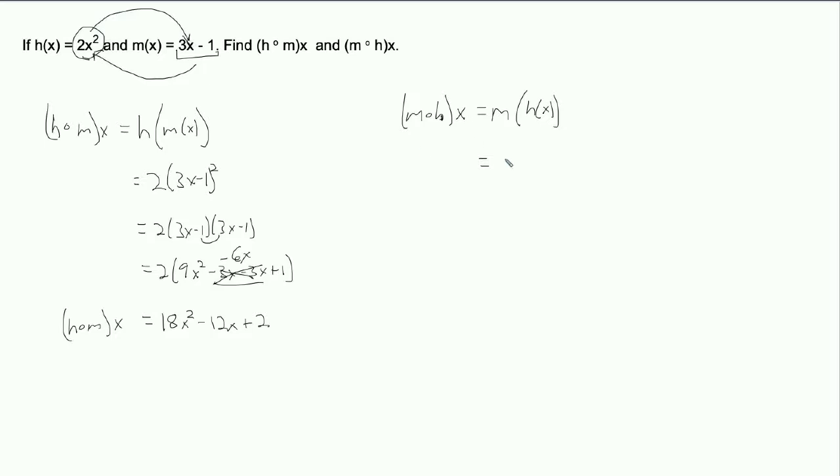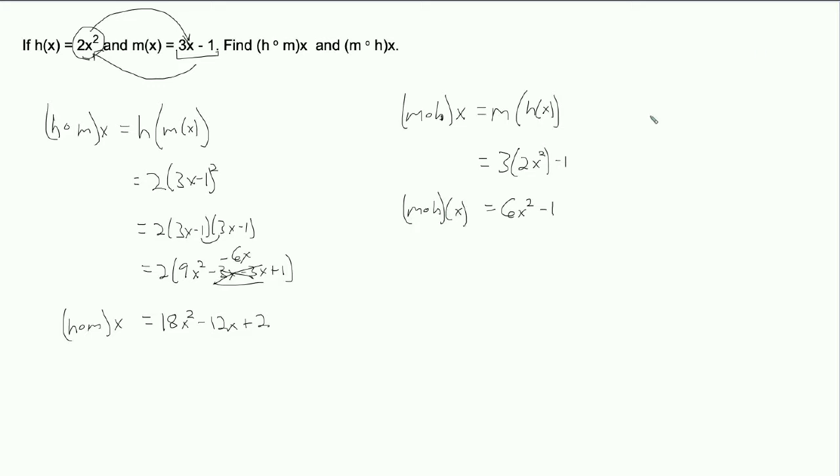So I'm going to put 2x squared in there. So I'm going to have 3 times x, so I'm putting 2x squared in there. I'm putting the h function in there. So 3 times x minus 1. And we'll quickly see, so this is 6x squared minus 1, and that's all we have to do there. So we can see what m composed with h is. And we also notice that these two are not the same. So composition does not have the commutative property.